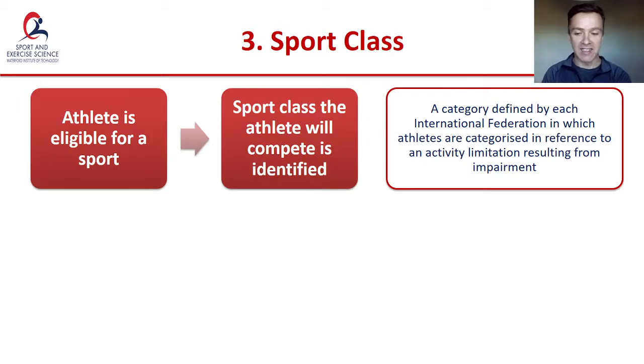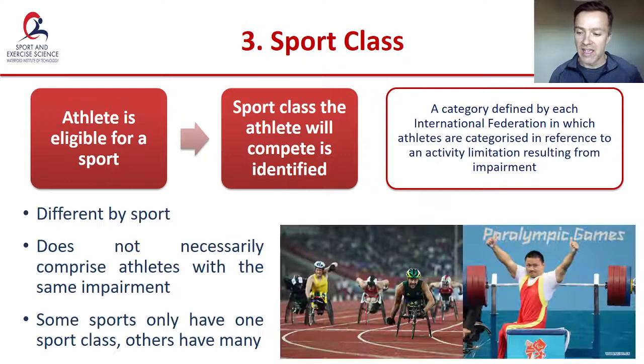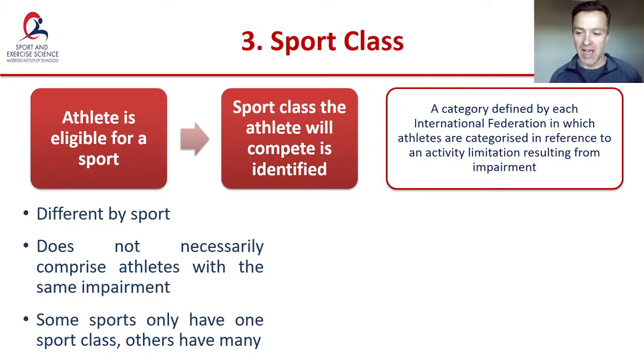The idea of the sport class is that it groups athletes together who have a similar activity limitation for competition, so they can compete equitably. This again means that the sport classes are different by sport, and it also means that sport classes do not necessarily comprise athletes with the same eligible impairment. That's important to note. If different impairments cause the same functional limitation, you can have athletes with different impairments grouped together because functionally they're classified as being similar.